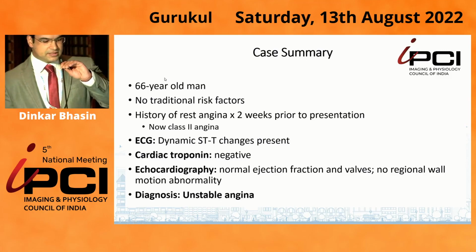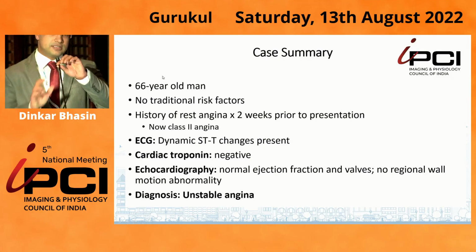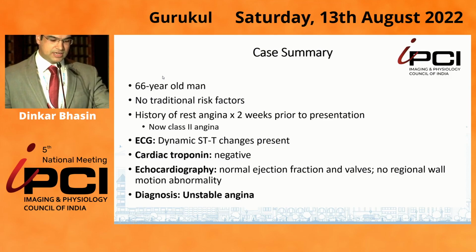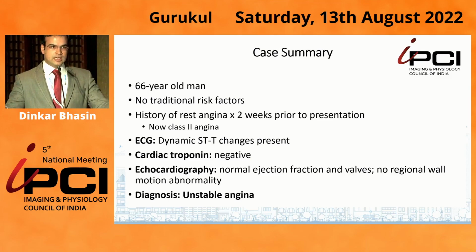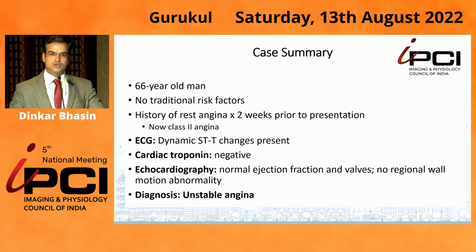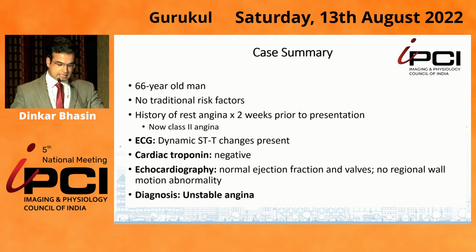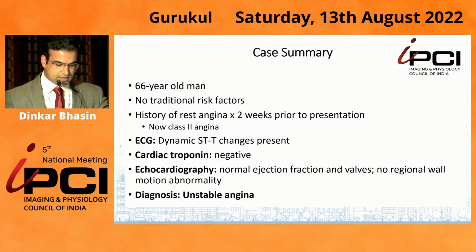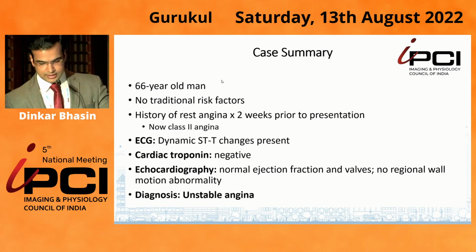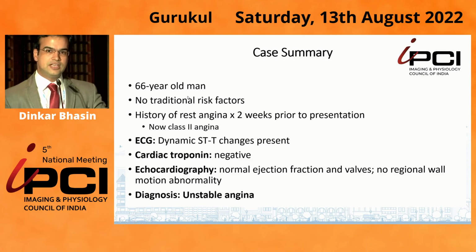So the patient was a 66-year-old man with no traditional risk factors, had history of angina, rest angina 2 weeks prior to presentation, and class 2 exertional angina. The ECG showed dynamic ST-T changes. The cardiac troponin was negative, and the echocardiography showed normal LV function without any regional wall motion abnormality. The patient was diagnosed to have non-ST elevation ACS, unstable angina.